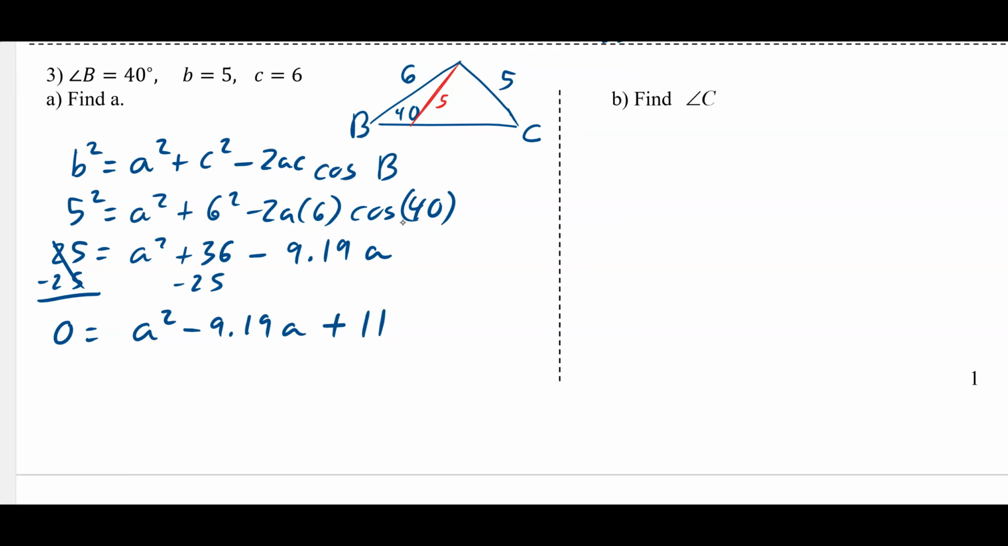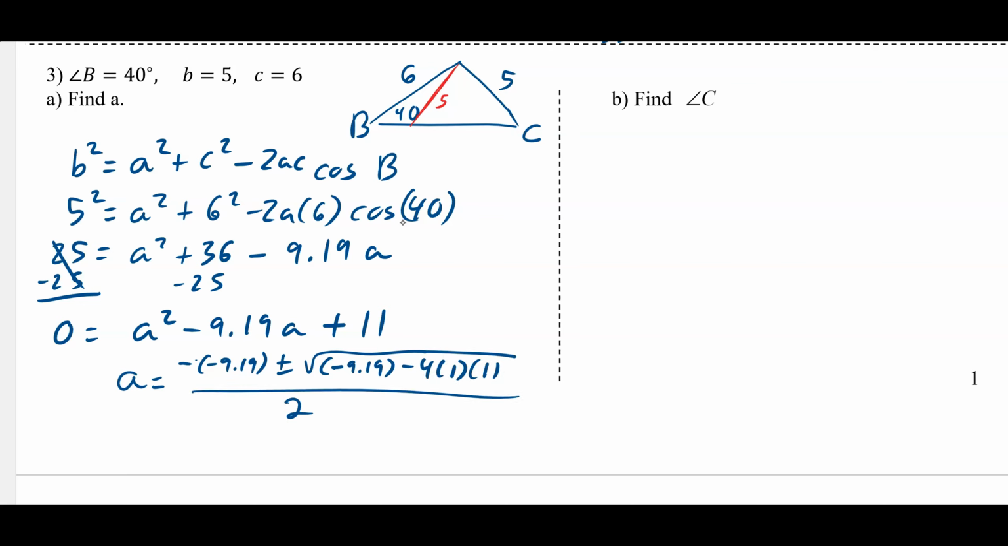So a equals negative b, so negative 9.19, plus or minus the square root of b squared minus 4ac, all over 2a.